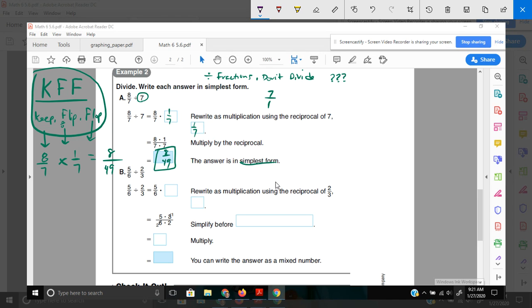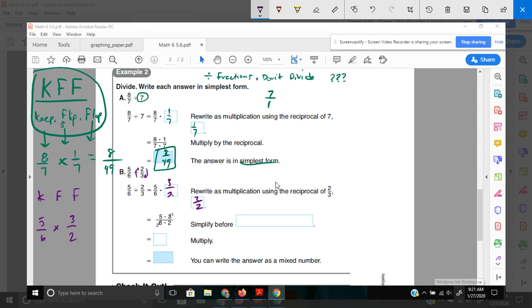Letter B. I like to write it. KFF. I like to start with my acronym. Keep my first fraction the same. Okay, that's 5/6. Flip division to multiplication. And flop this to its reciprocal. So flop 2/3 into 3/2. I'm flopping around my numerator and my denominator. Okay, so again, 3/2 is the reciprocal of 2/3.